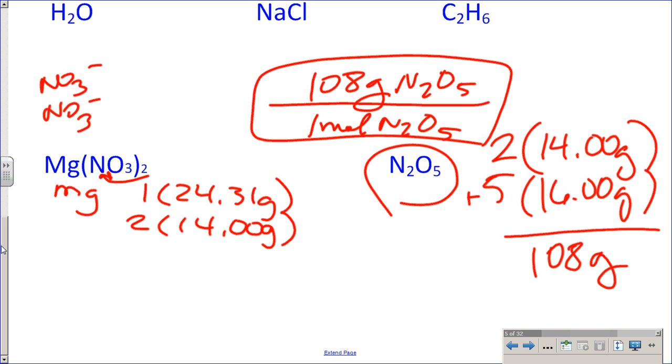How many oxygens are present? 6. So I'm saying 2 times 3. See, it looks like I'm multiplying them because there's a parentheses between them, and we're multiplying them, okay? So that's 6 times 16.